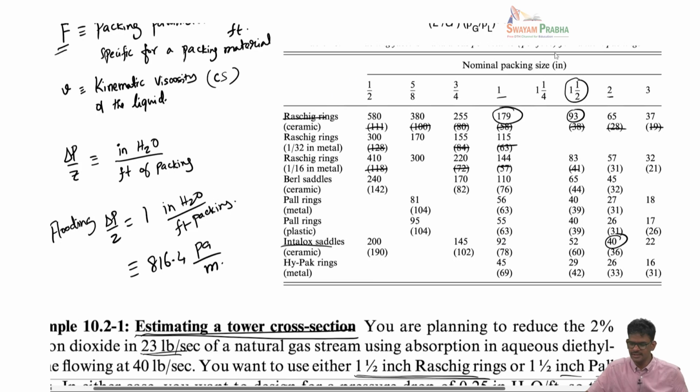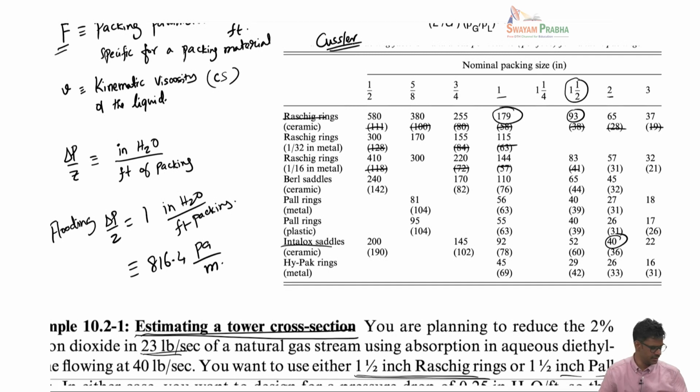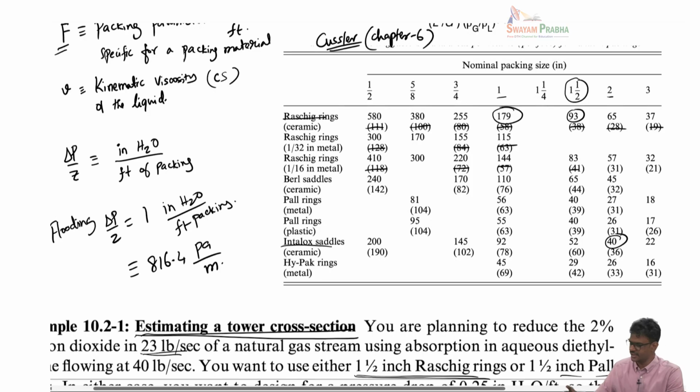And this particular table is taken from the textbook Coulson, not Treybal. Treybal has a different set of units, so I didn't use it. So this comes from Coulson. I don't have the page number, but I think this should be chapter 6. I'll just double check this later.